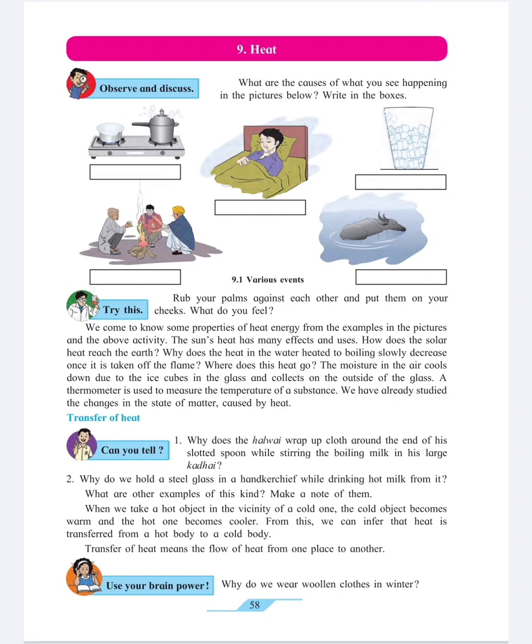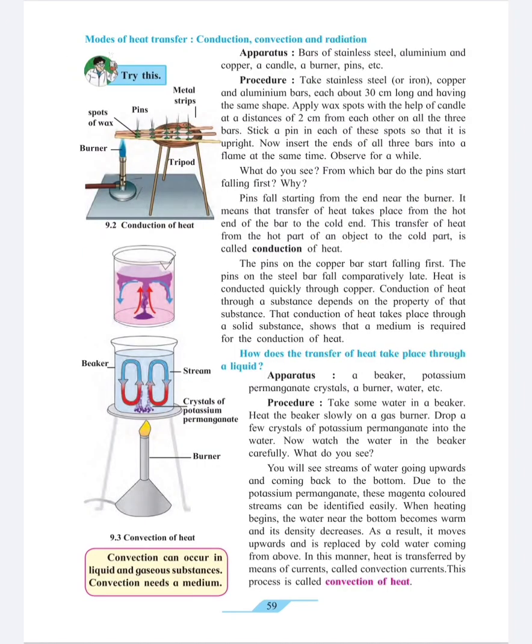There is change in the states of matter due to heat. When heat is provided to solid state, it forms into liquid state. When heat is provided to the liquid state, it forms into gaseous state. So it is because of heat only that the state of matter changes. Let's understand now how does heat travel. Heat always travels from the higher temperature to the lower temperature.